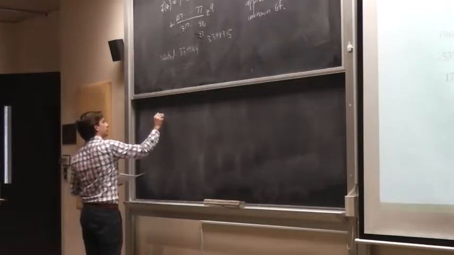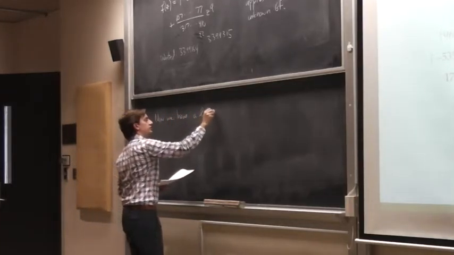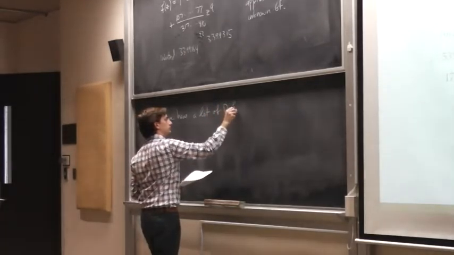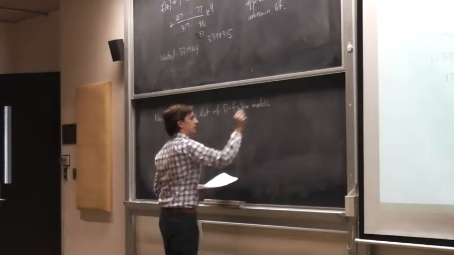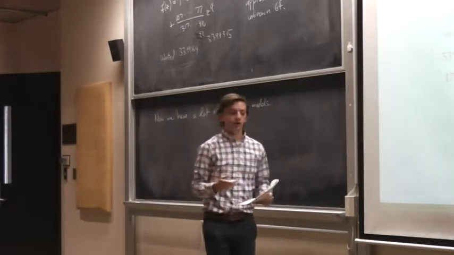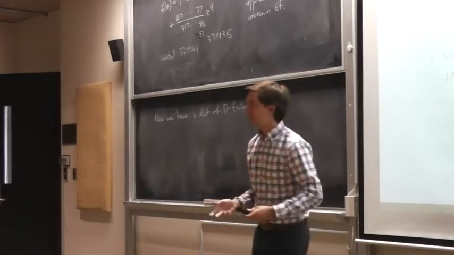So now we have a lot of d-finite models. And we have to find some way to average them together. Now, "average" is in quotes because that's obviously way more complicated than that.